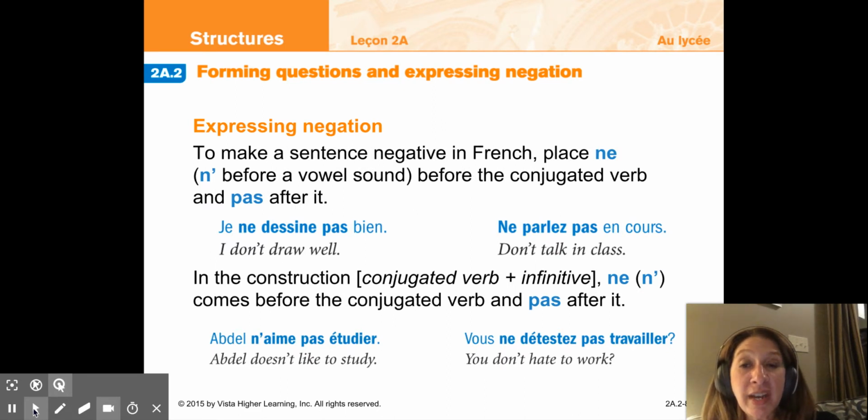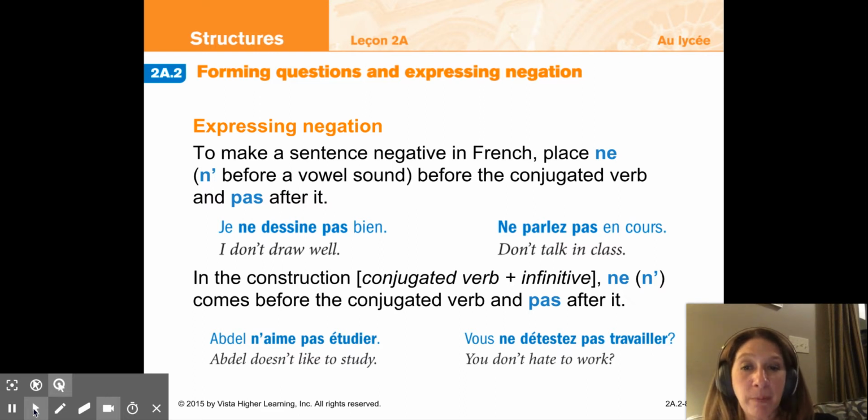To answer negatively, to say, nope, that's not what happens, you're going to make what is called a two-part negation. In English, we just have to use the word not. But in French, there's actually two parts. There's a ne and a pas. The ne goes before your conjugated verb and the pas goes after it.